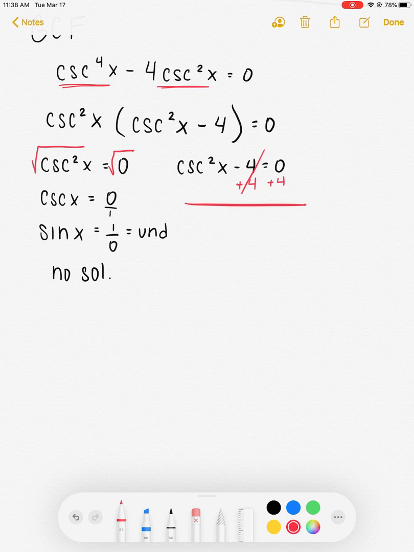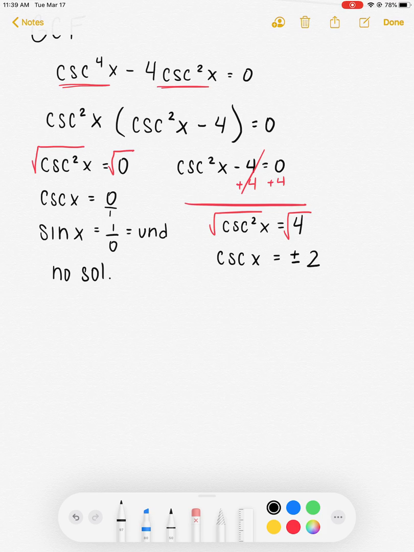I'm going to add 4 on both sides, which gives me cosecant squared x equals 4. Then I'm going to square root both sides of the equation to get rid of the squared, which gives me cosecant x equals positive or negative 2.